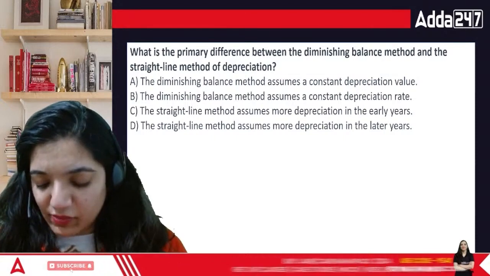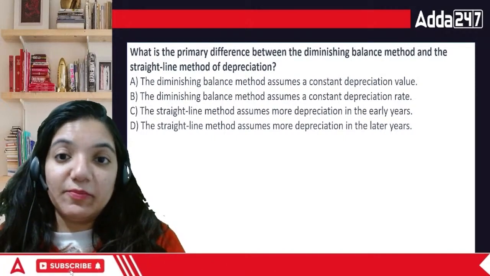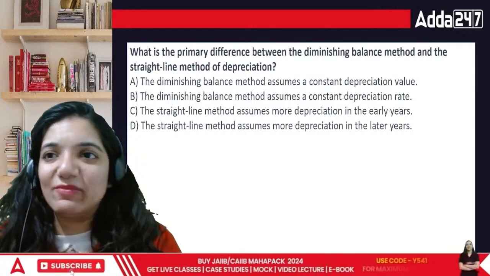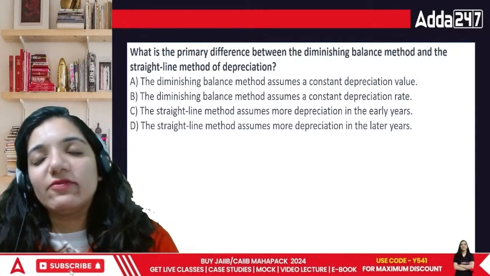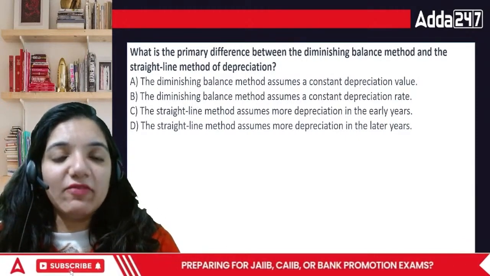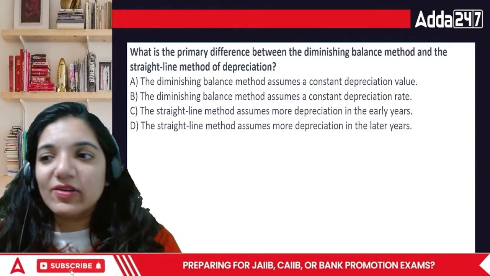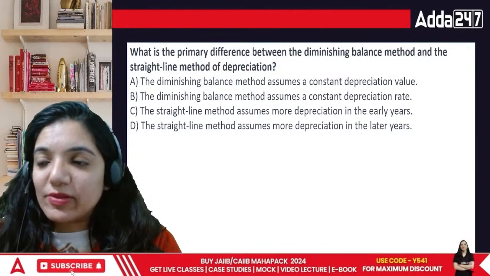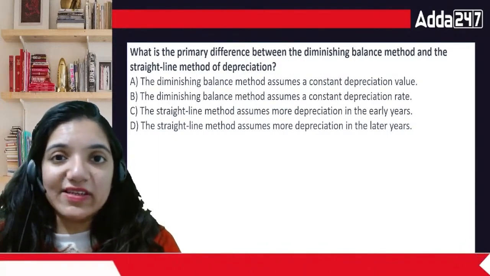Okay, so in this case, what would be the answer, everyone? When you're looking at the primary difference, one of the major differences between WDV and SLM is that SLM says throughout the life you have the same depreciation. The diminishing balance method says you have more depreciation in the beginning, because by the end of the life of the asset, it's almost gone.